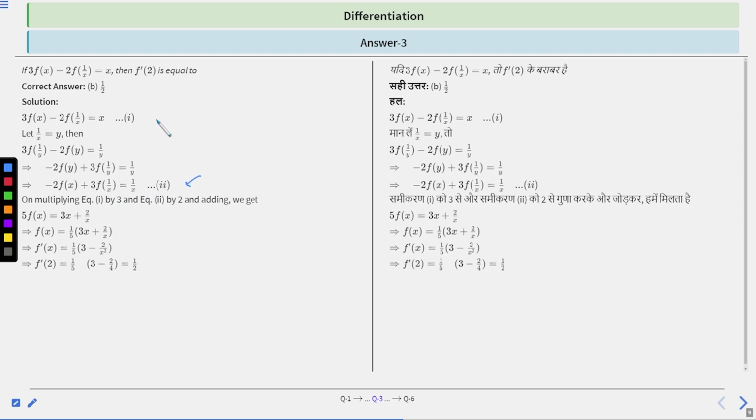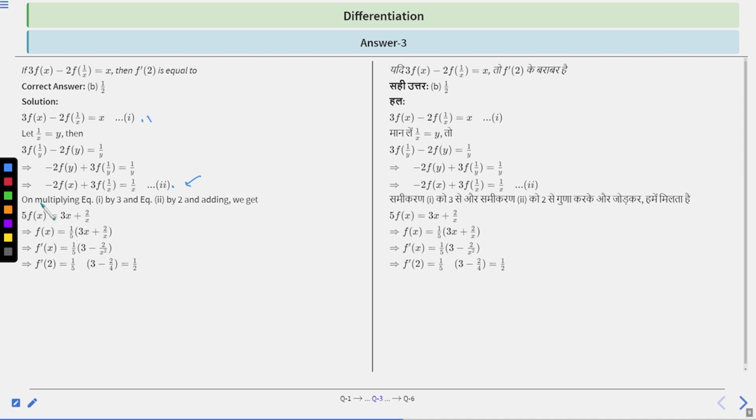Equation 2. Now, we have two equations, 1 and 2, and we have to eliminate f(1/x) to get f(x), right? So we can multiply equation 1 by 3 and equation 2 by 2. Clear? For doing elimination, multiply equation 1 by 3 and equation 2 by 2 and add these two equations, right?